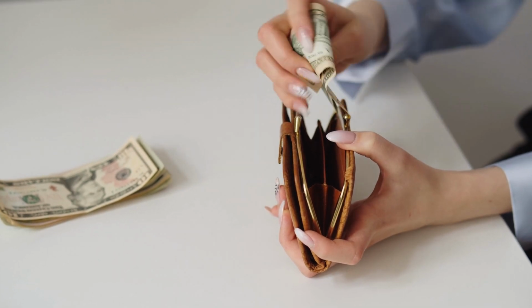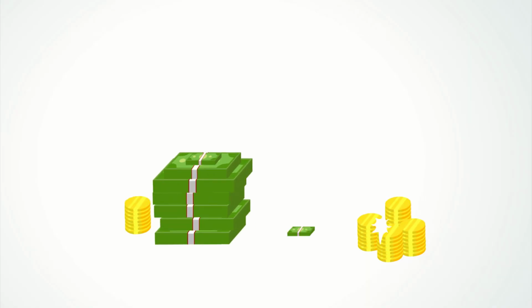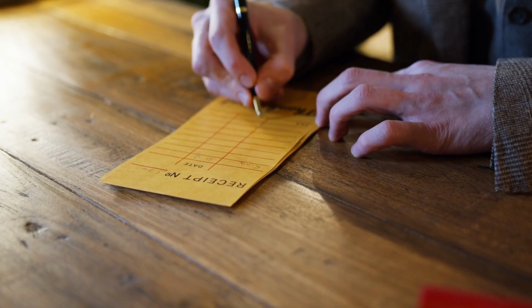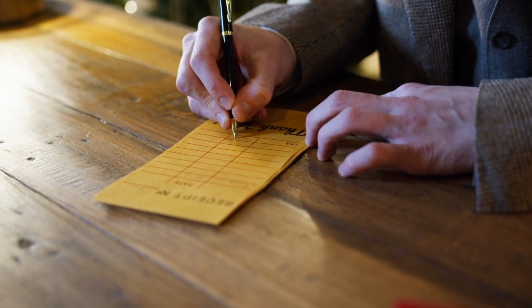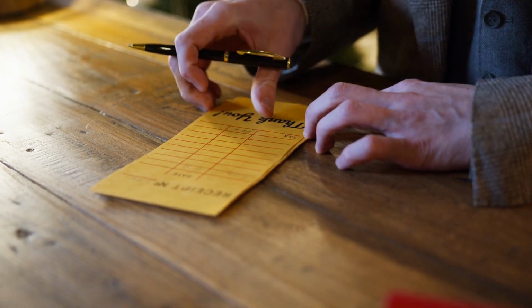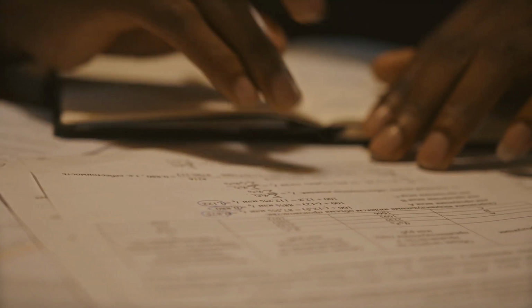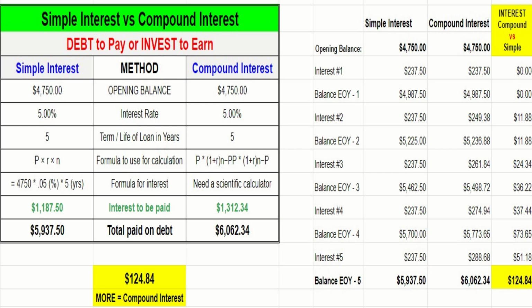Let's look at a comparison of the two using simple interest versus compound interest. To show the math involved each period, we will go old school and calculate the interest each period and then the end of year balance so you can see it year by year. Okay, a side-by-side comparison of simple interest versus compound interest. Look at the common factors used. Principal or opening balance is $4,750. The interest rate is 5%. The term or life of the loan in years is 5. The formula for each is different, but they yield a different interest to be paid.